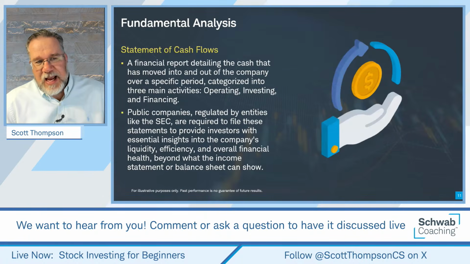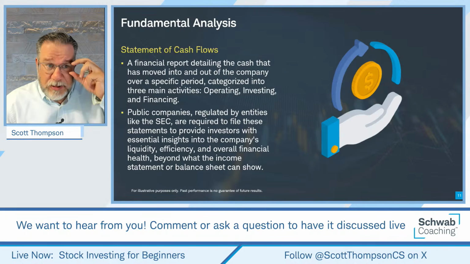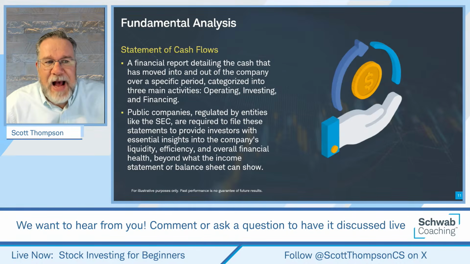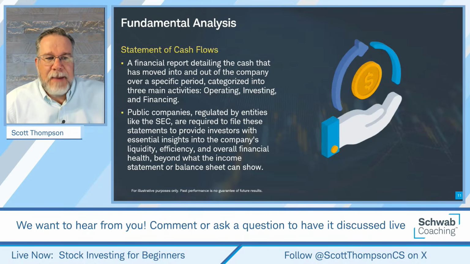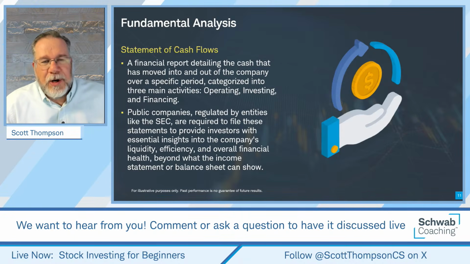Now, the statement of cash flows. Again, we have the income statement, balance sheet, and statement of cash flows. This is a financial report depicting the cash that has moved into and out of the company over a specific period of time. It's categorized into three main activities: operating cash, investing cash, and financing. Public companies regulated by the SEC are required to file this information as well.